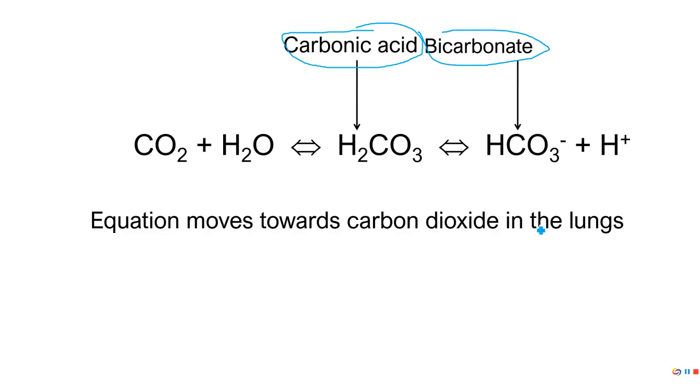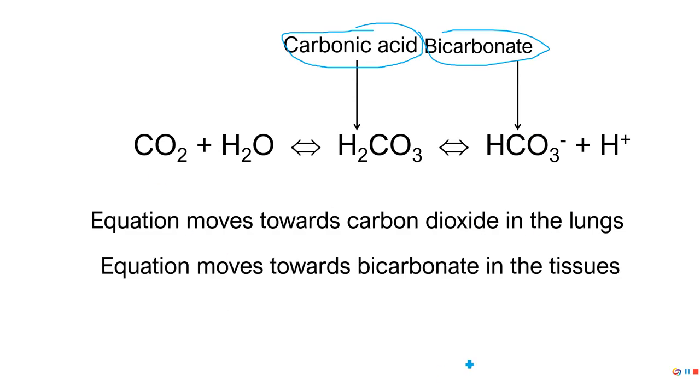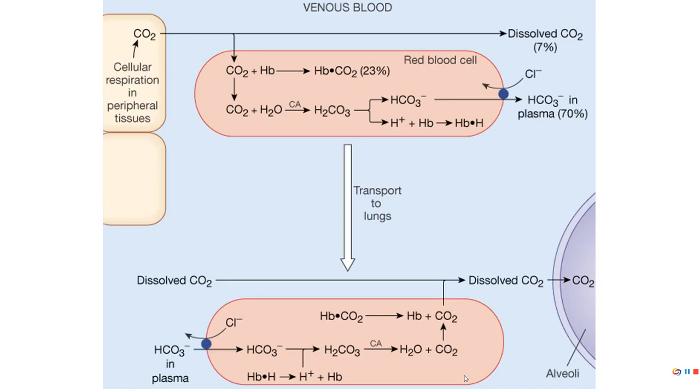When we're in the lungs, it moves towards carbon dioxide. When we're in the tissues, it moves towards bicarbonate. The reason being, we exhale carbon dioxide in the lungs, and we want to turn it to bicarbonate in the tissues so we don't take up binding spots for oxygen. Okay? And so we've got these three ways here.